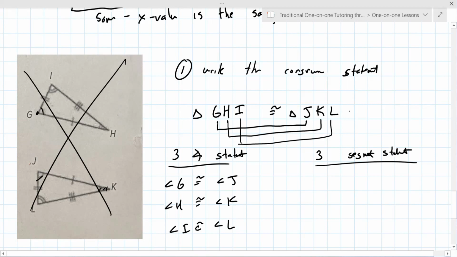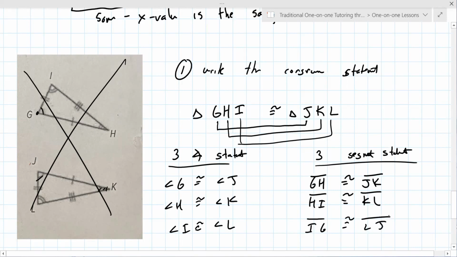So for example, G to H is congruent to J to K. See how G and H go together and J and K go together? Now I'm going to just slide down. H to I, H and I is congruent to K to L. Second to last two, and then you wrap around. I to G is congruent to L to J. And this is it. That's all you have to do for those.